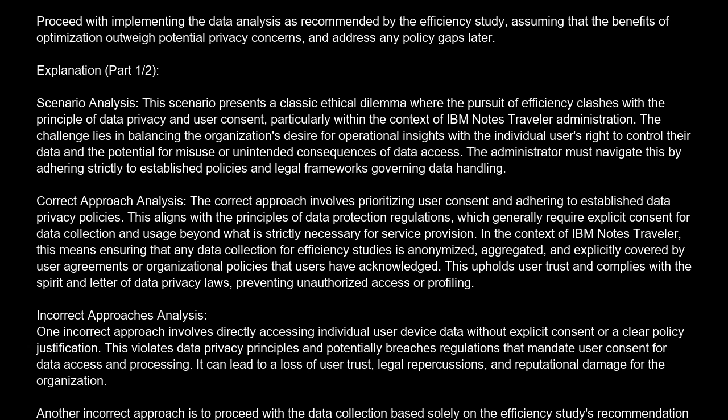Incorrect approaches analysis. One incorrect approach involves directly accessing individual user device data without explicit consent or a clear policy justification. This violates data privacy principles and potentially breaches regulations that mandate user consent for data access and processing. It can lead to a loss of user trust, legal repercussions, and reputational damage for the organization.